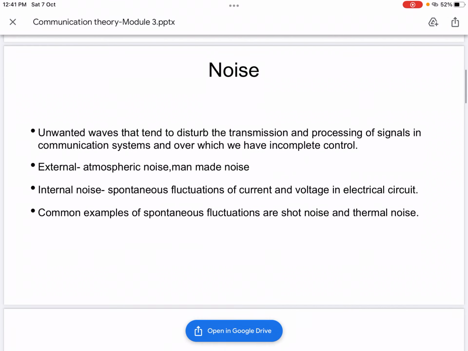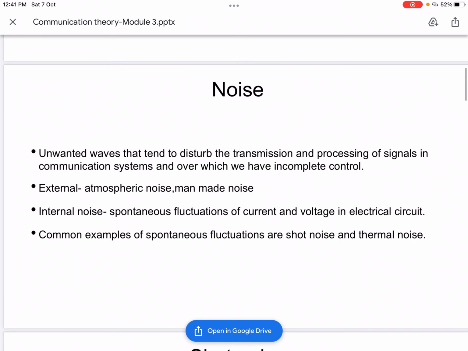So first we need to understand what is noise. Noise is actually an unwanted wave that tends to disturb the transmission and processing of signals in a communication system, and over which we have incomplete control. In practice, we find that there are many potential sources of noise in a communication system. The sources of noise may be external to the system, for example atmospheric noise, galactic noise, man-made noise, or it may be internal to the system.